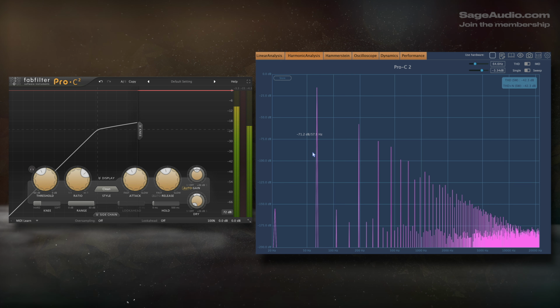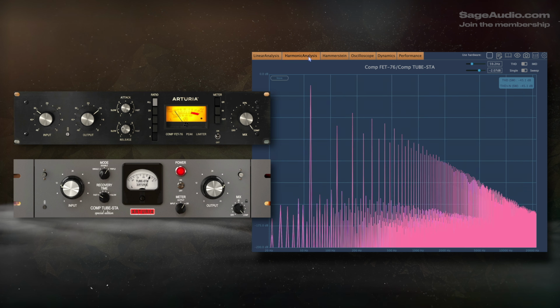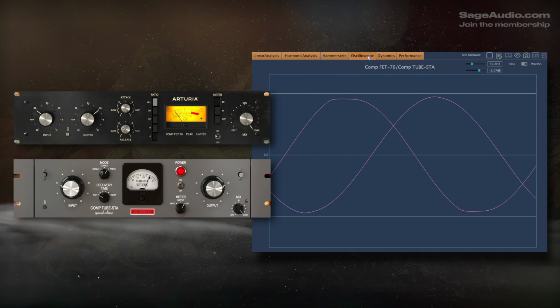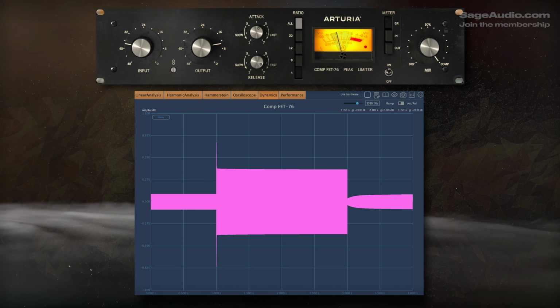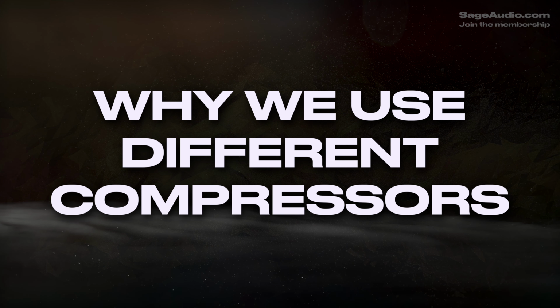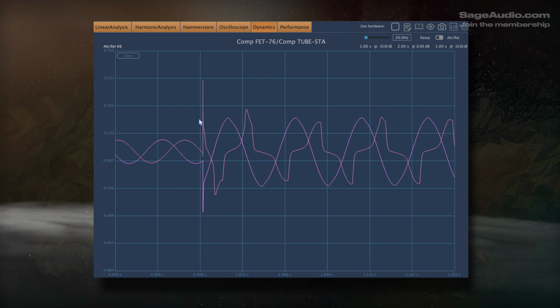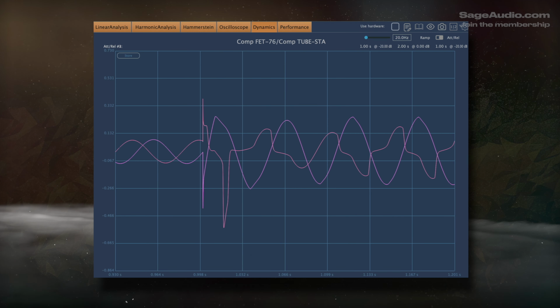Compressors are incredibly complex processors, and for decades, engineers who know what they do behind the scenes have been utilizing the distinct behavior of different units to accomplish amazing sounds. So let's talk about why we use different compressors as we look into the nuances of what makes each compressor unique and cover the key elements of how compressors affect a signal's timbre.